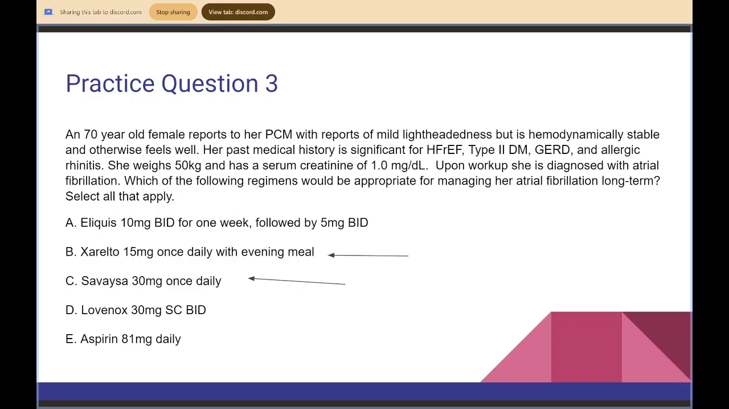Remember, no DOAC should be stopped abruptly due to increased risk of stroke. So just keep that in mind. Good job if you chose B and C. Does anyone have any questions or concerns about number 3? Good job.